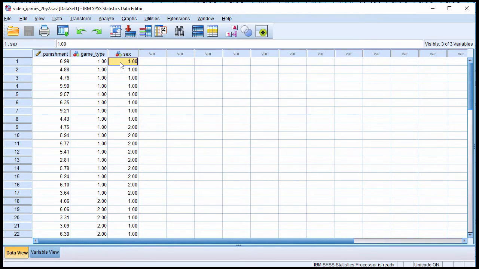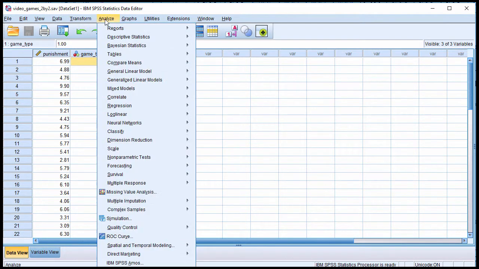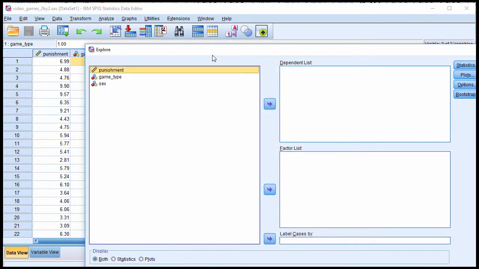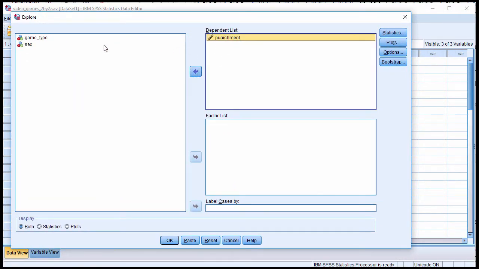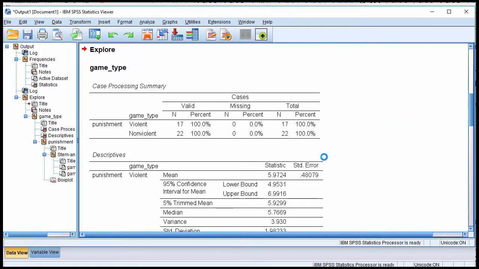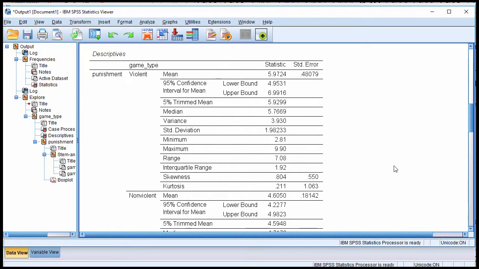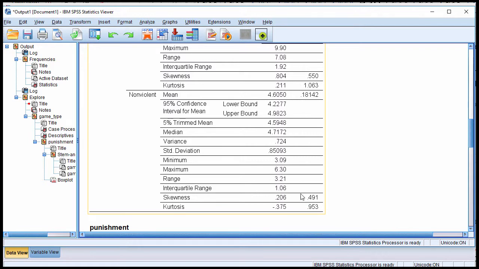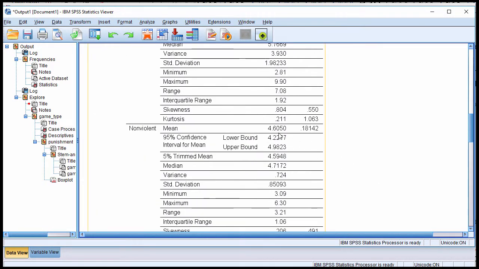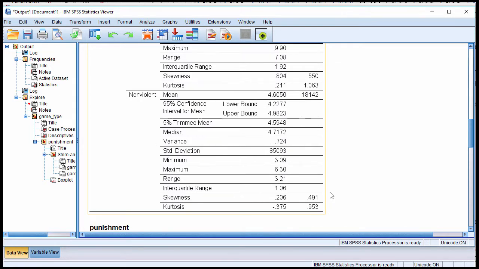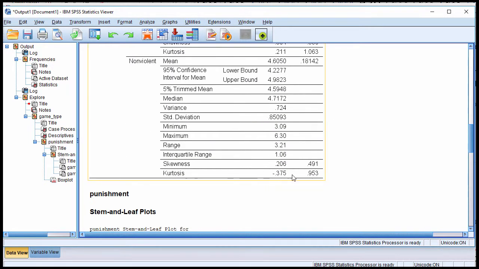Well, as far as the main effects are concerned, one way to look at that would be to go into Analyze, Descriptive Statistics, and Explore, and then put the punishment variable in the dependent list and game type into the factor list. And if you click on OK, we're going to get the skew and kurtosis for the main effects of video game type, violent versus nonviolent. Remember the sample size is 17 and 22 for that main effect analysis? Well, the skew is 0.804 for the violent video game, and the skew is 0.206 for nonviolent. Kurtosis is 0.211 for violent, and for nonviolent is negative 0.375.